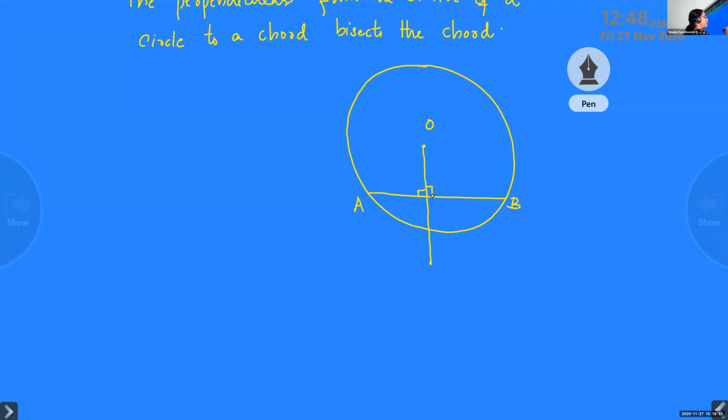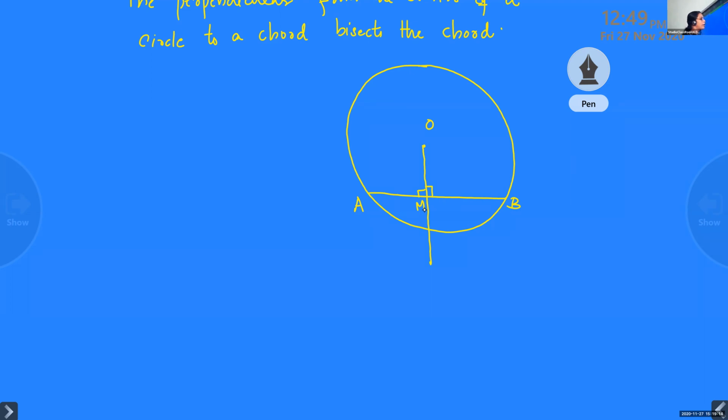Okay. And we have to prove that the perpendicular bisects the chord. What do you mean by bisect? A lot of times I have told this word, bisect. Cut into two equal parts. Divide into two equal parts. So that perpendicular, what is the name of the perpendicular? OM. And it divides this chord. What is the name of the chord? AB. So this OM divides AB into two equal parts.